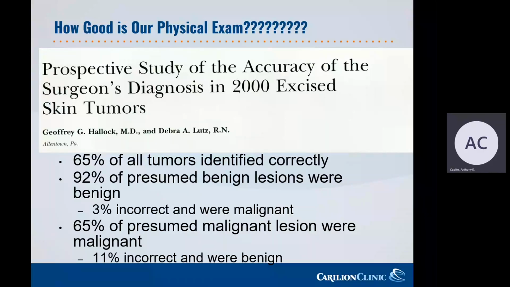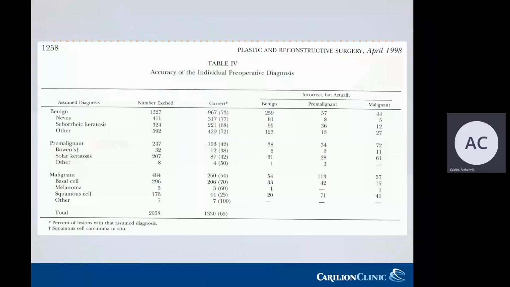11% were incorrect and were determined benign. So it just tells me that if someone's coming in with a skin lesion, we're not very good at identifying this correctly, and that biopsy should be our next step in our algorithm of further evaluation, if they haven't already had one. So this is just the chart breaking down.